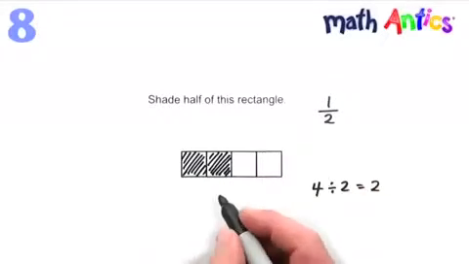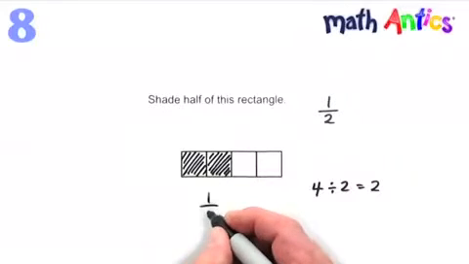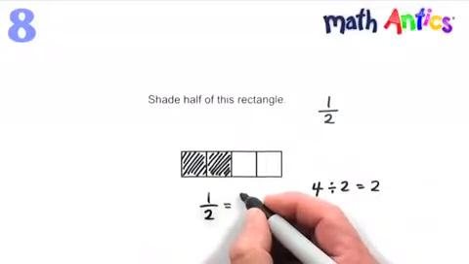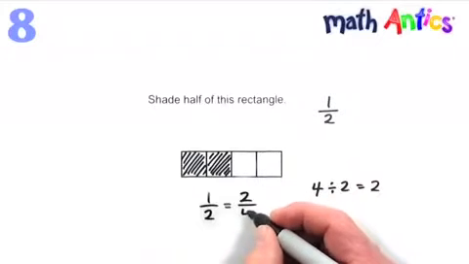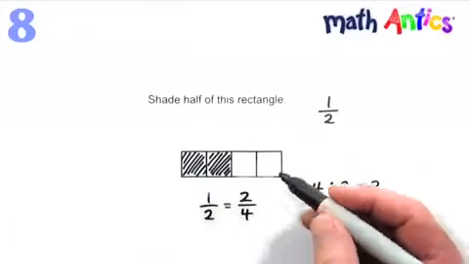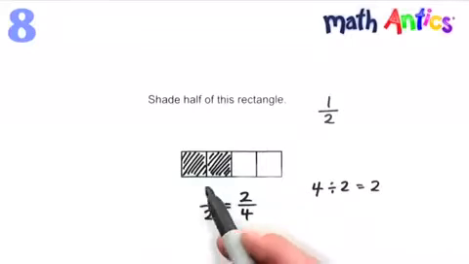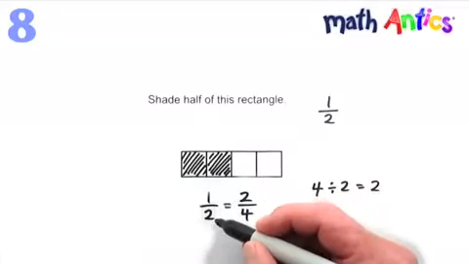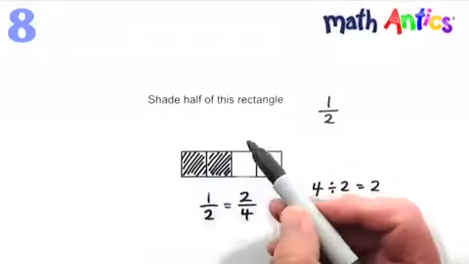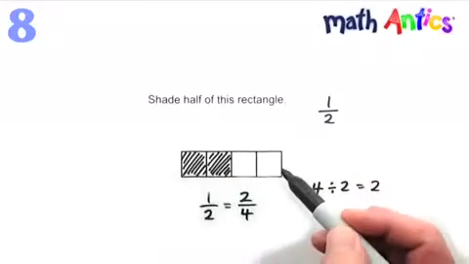The reason that works is because 1/2 is equal to the fraction 2 out of 4. These are what's called equivalent fractions. They both have the same value. They both mean half. They just use different numbers to represent that value. So this shows half of this rectangle shaded.